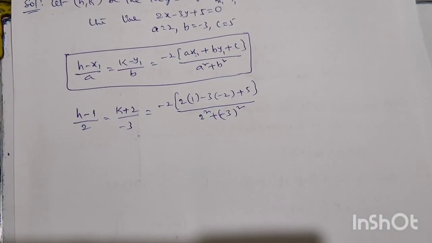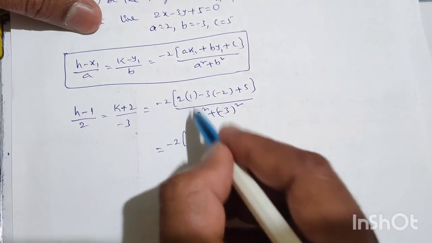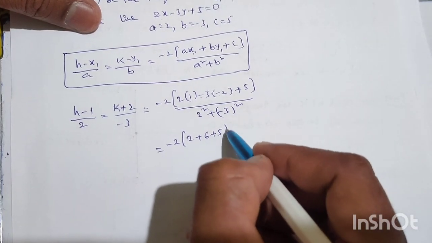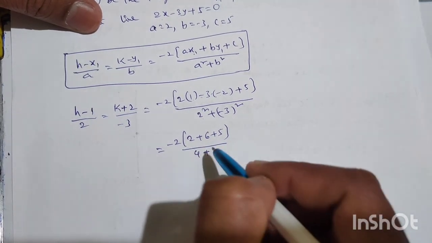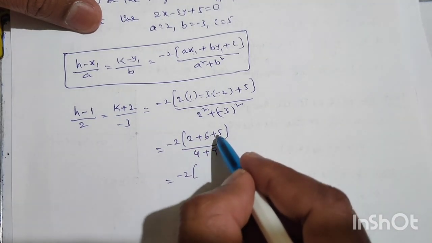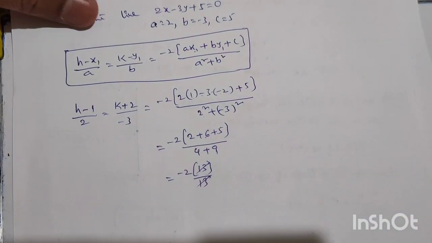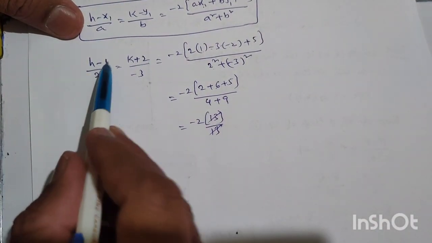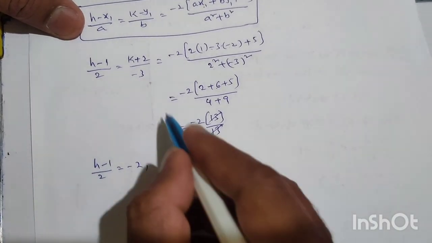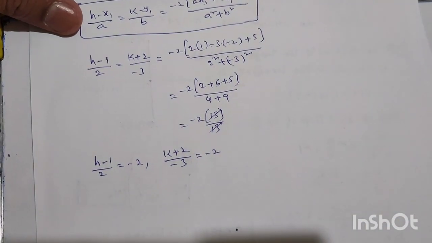Now the formula substitution. So now simplify. Minus 2 into 2 into 1, 2, minus into minus plus 3, 2 minus 6 plus 5, 11 plus 2, 13 by 2 square 4 plus minus whole square 9, 13 by 4 plus 9, 13. So 13 cancel. So now what we get here is h minus 1 by 2 is equals minus 2, and k plus 2 by minus 3 is equals minus 2.